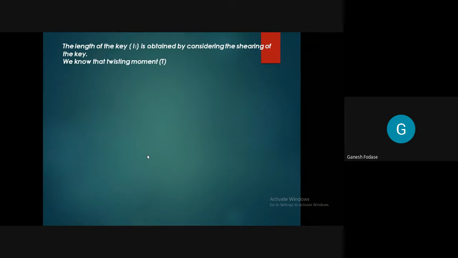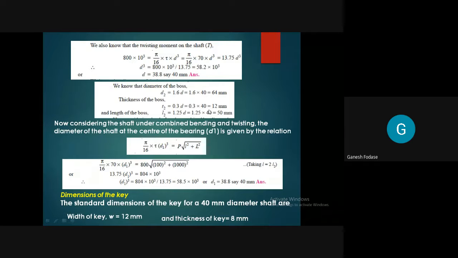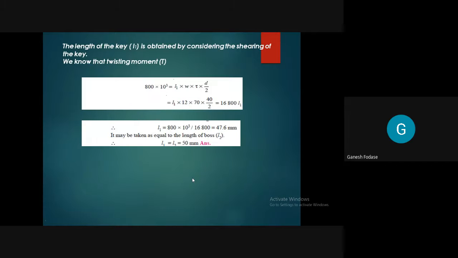You already found the length of the box. How much is it? 50 mm. Length of the box we already found is 50 mm. We got L1 as 47.6 mm, but we may take that value equal to the length of the box because both are in the same region. So we take the full key. Entire length. You had put the key in the full portion. That's why we take it as equal to 50 mm. So L1 is equal to L2 is equal to 50 mm.